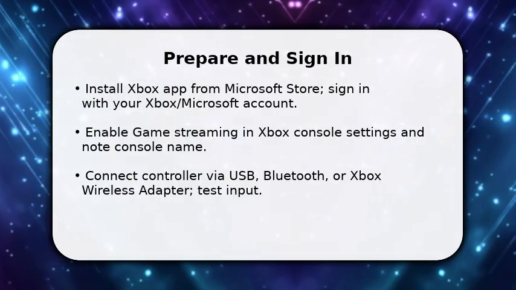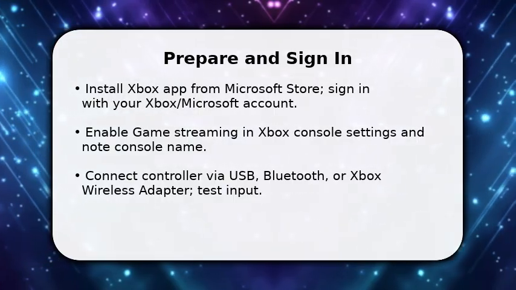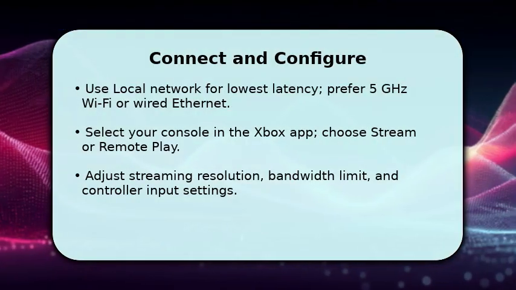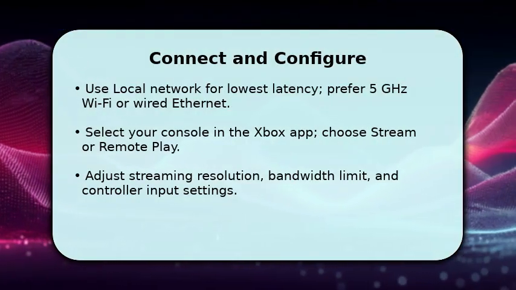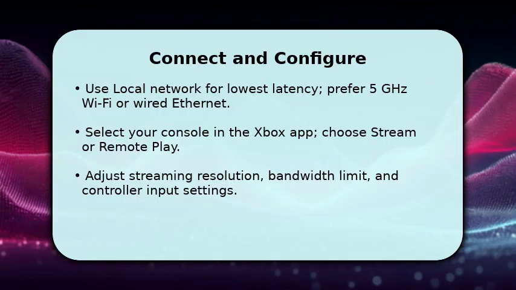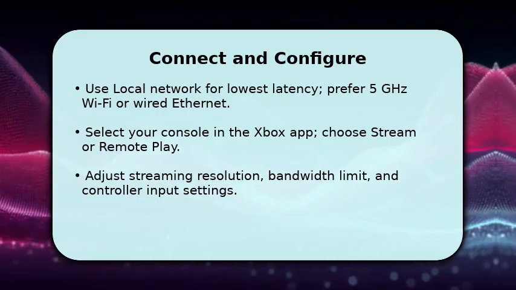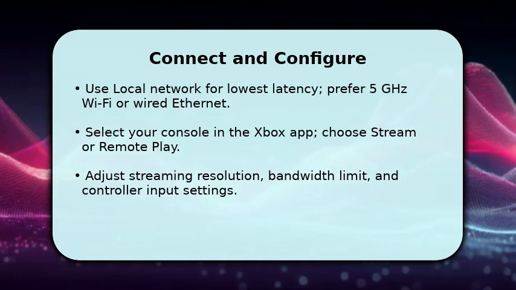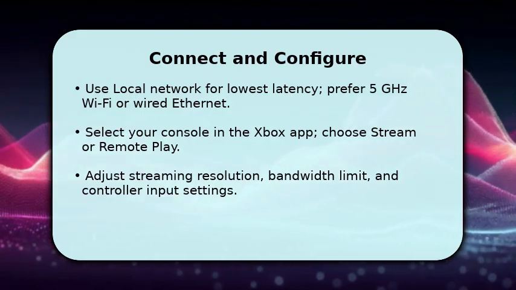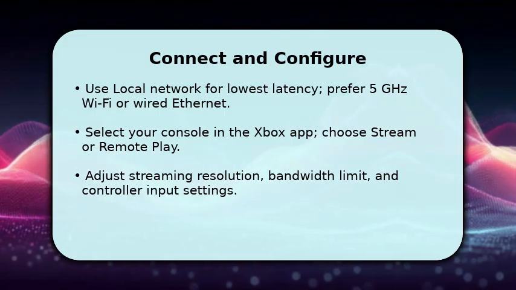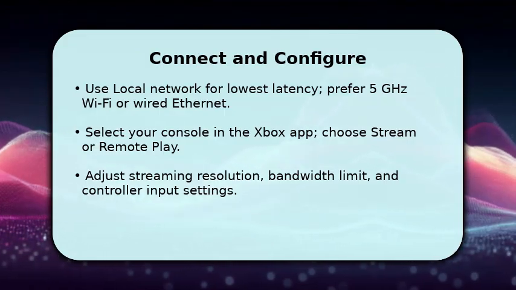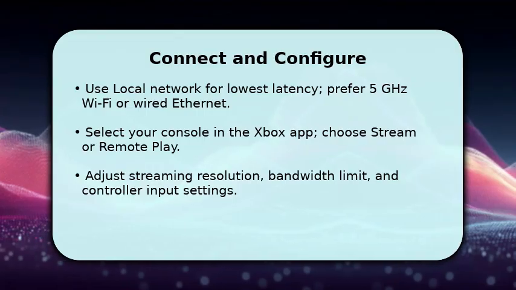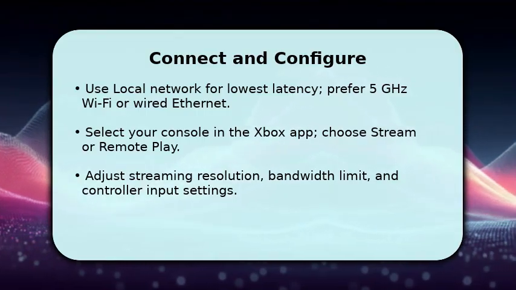You should now connect. On the Xbox app, find your console under Remote Play or Console Streaming and initiate discovery. Once connected, choose Streaming for live play or Remote Install for managing games. Make sure to pick 5 GHz Wi-Fi or plug both devices into Ethernet to cut latency. Next, open streaming settings to set resolution and bandwidth caps so frames stay smooth, and verify controller input latency.